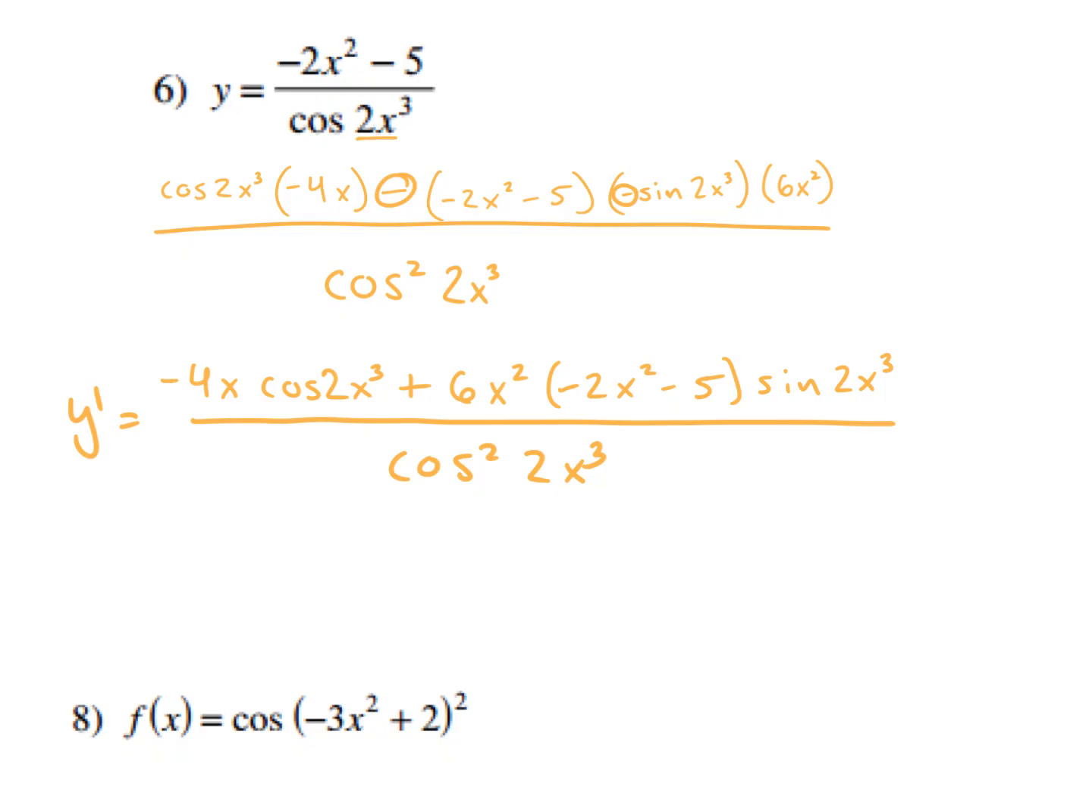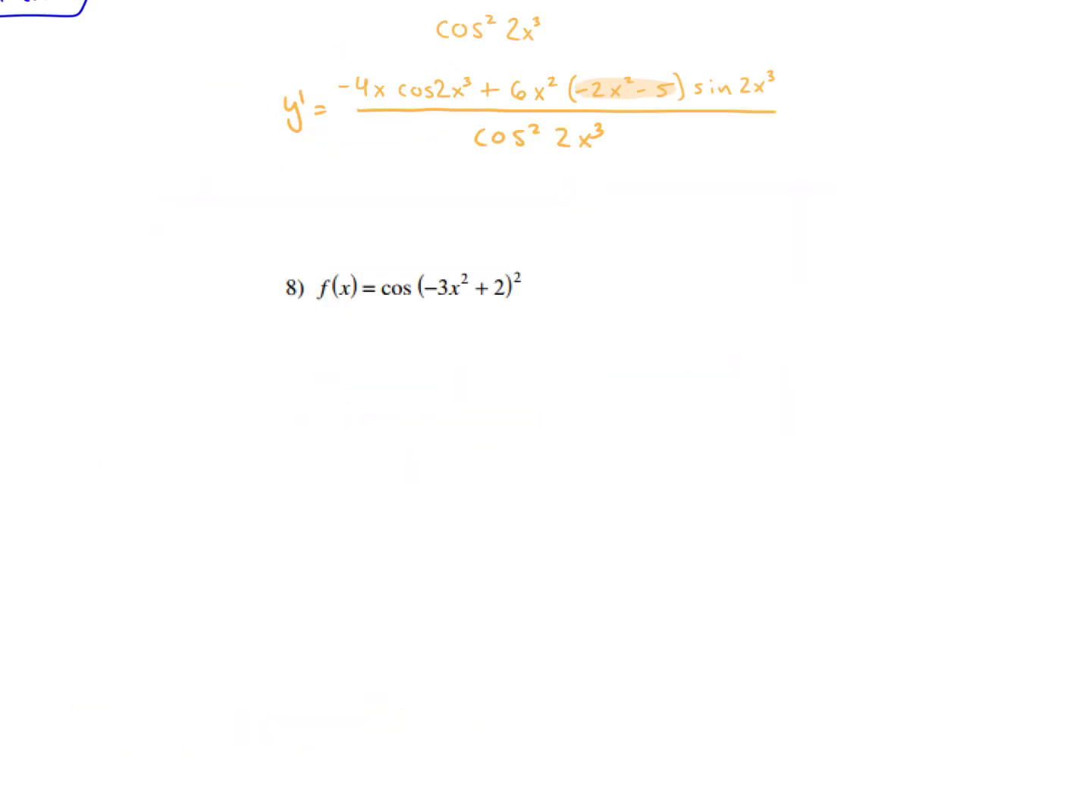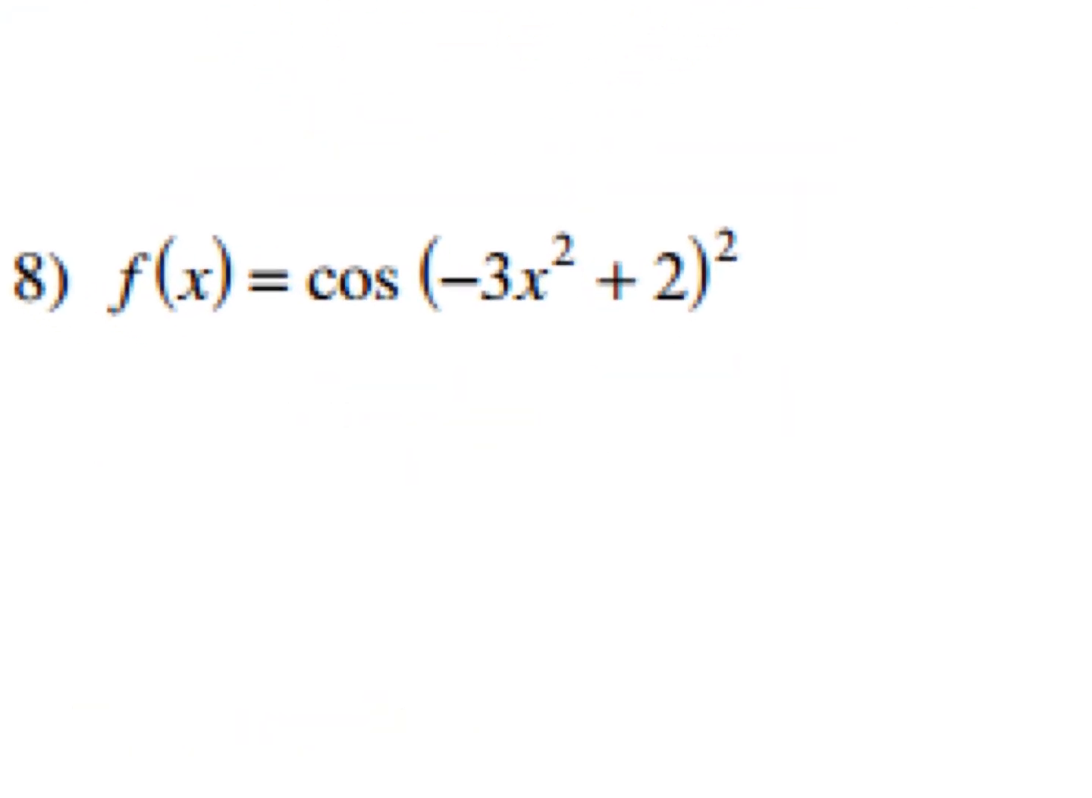Just because this was the original, like it was like this in the beginning, so negative 2x squared minus 5. You could pull out a negative and change it to be minus. It doesn't help in simplifying anything else, so it would be okay this way. All right, let's look at number 8.